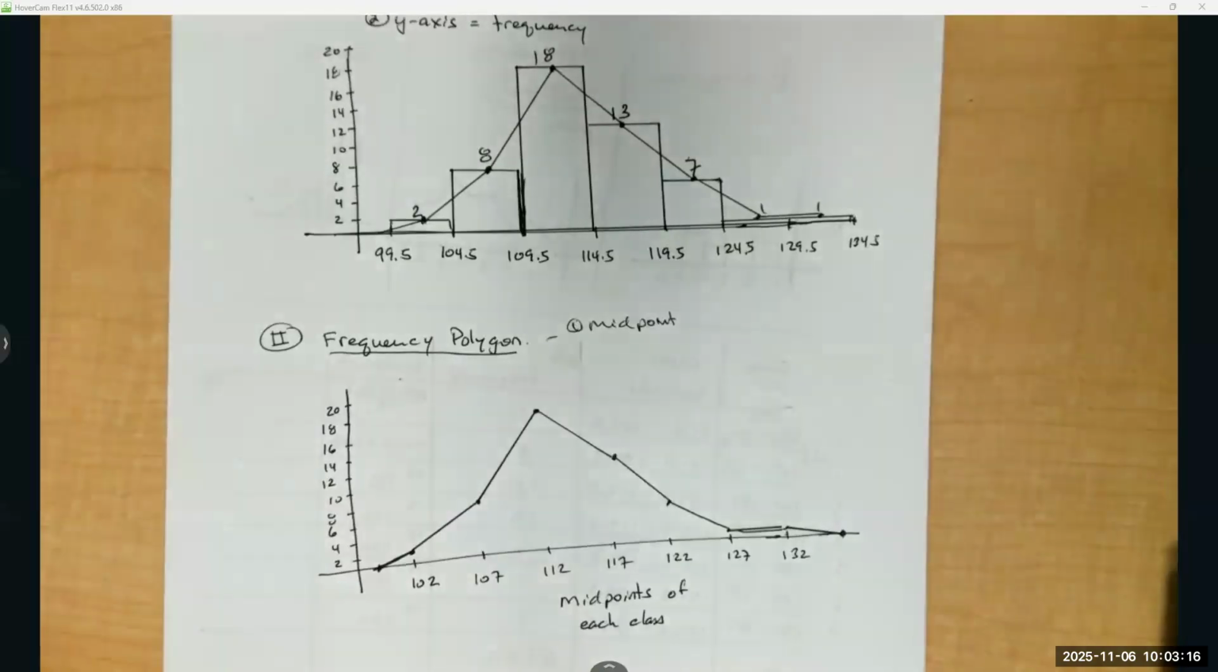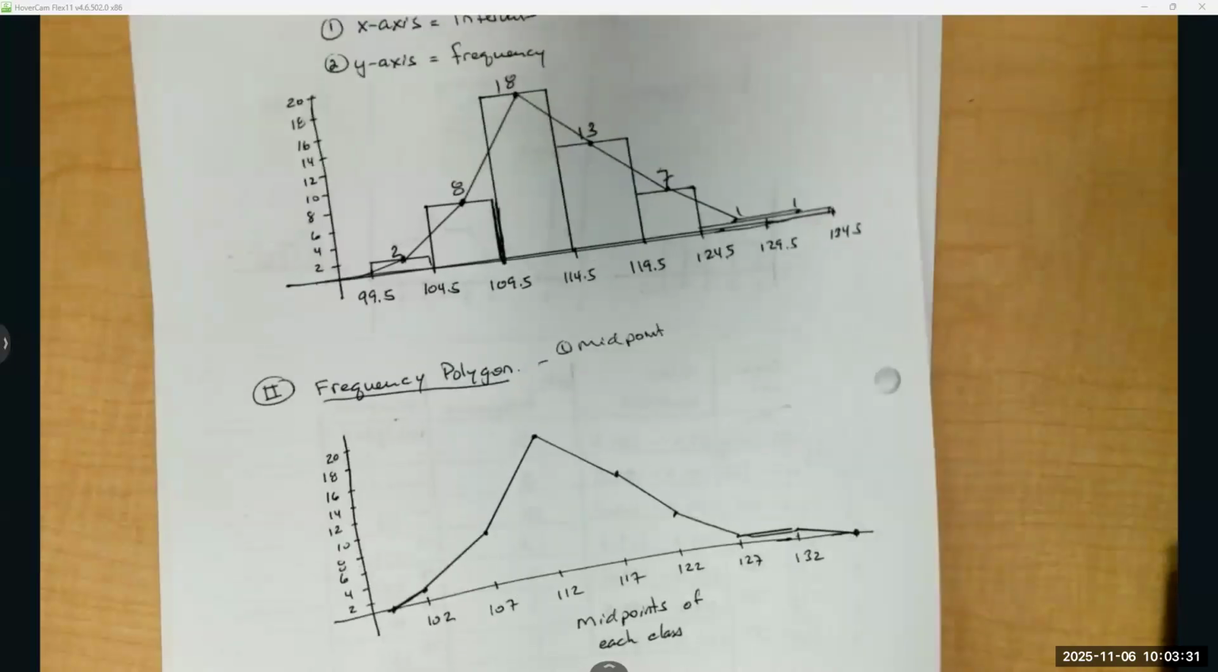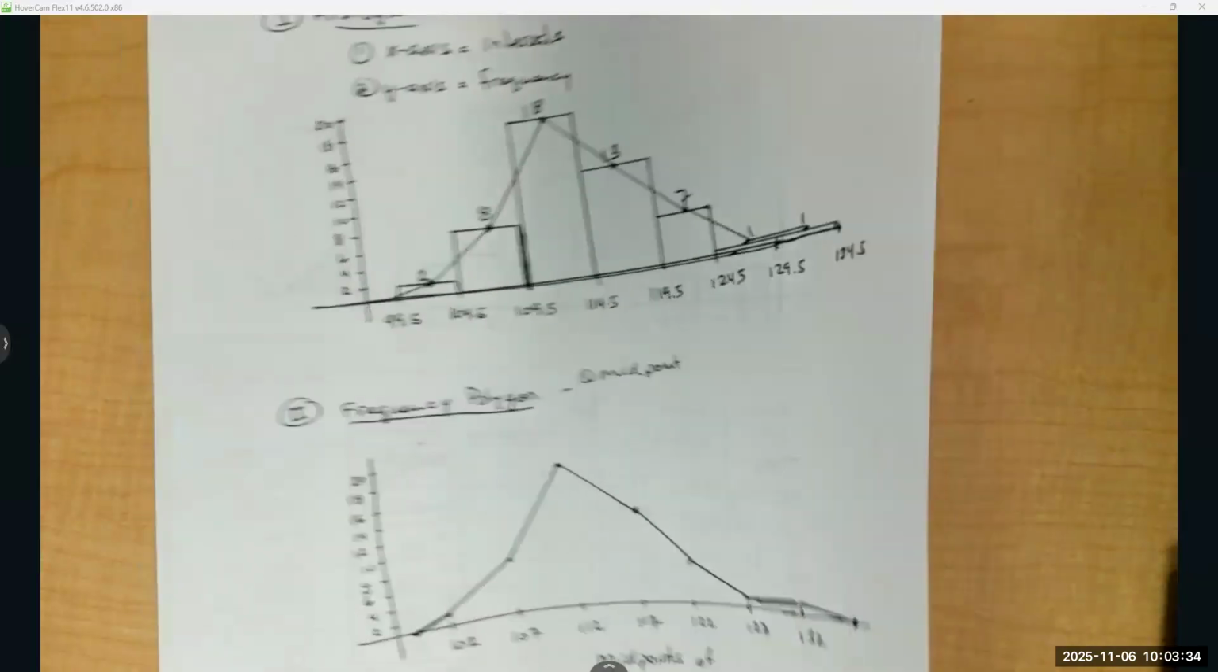That's all the difference is. So if you have the histogram, just find the midpoints and connect the dots, you're done. Get rid of those fat intervals. Pretty easy. These are the most commonly used graphs. Let's look at an ogive now. Same data, let's use the ogive.